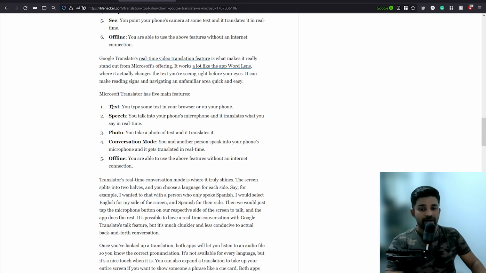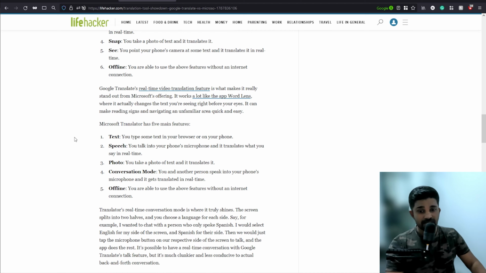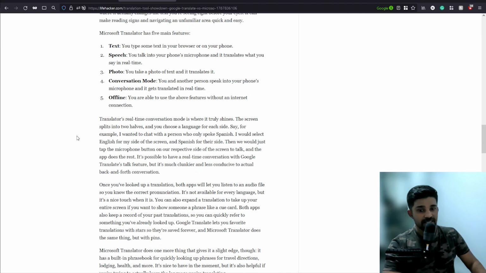Microsoft's translator also offers text translation, speech translation, photo translation. Some languages, it also offers offline translation, just like Google. But where it differentiates from Google is the conversation mode. So the other person and you can talk into your microphone and then it gets translated in real time. So these are the different features of Google's and Microsoft's translators, their strengths and their weaknesses.